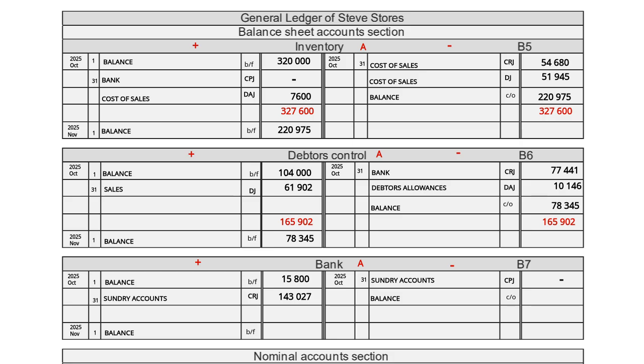So all that we've got to do now is total up our debit side, which gives us 158,827. So we know our credit side must also equal 158,827. So our balance carried over is that shortfall of 158,827. So that is our bank balance on the 1st of November, 158,827.